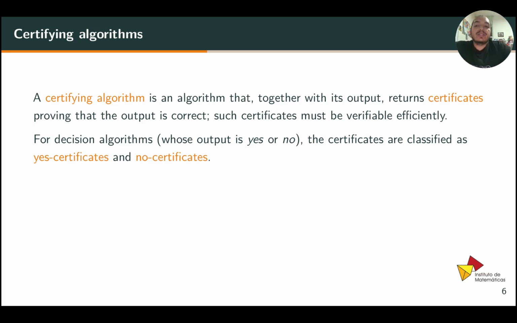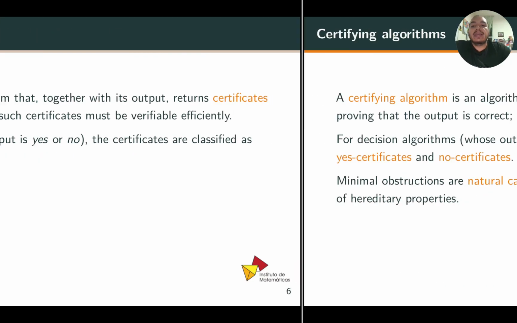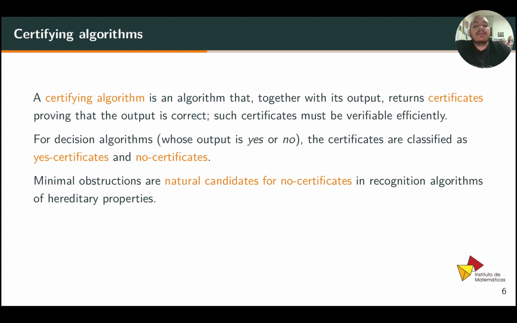For the special case of decision algorithms, which are the algorithms whose output is yes or no, these certificates are classified as yes certificates for the output yes and no certificates for the output no. The minimal obstructions are important in this case because they are natural candidates for use as no certificates in recognition algorithms of hereditary properties.